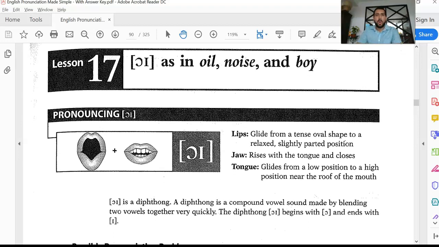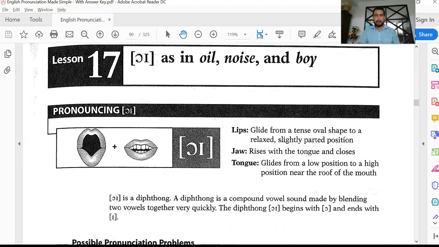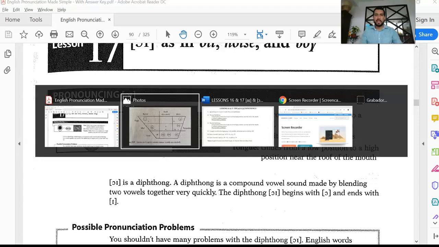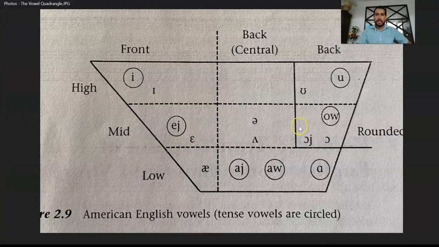It's the sound you will find in oil and noise and boy, and it's very simple and easy because it's almost always spelled O-I or O-Y. Your lips should glide from a tense oval shape to a relaxed, slightly parted position. If you check it out in the vowel chart, the sound is here, oi, oi. It begins with the back O and it glides to more or less something which we could call a front A sound, although it's not exactly the same sound here. Technically speaking, this is a semi-vowel called a palatal approximant. It's a glide sound, which we're going to study next semester.